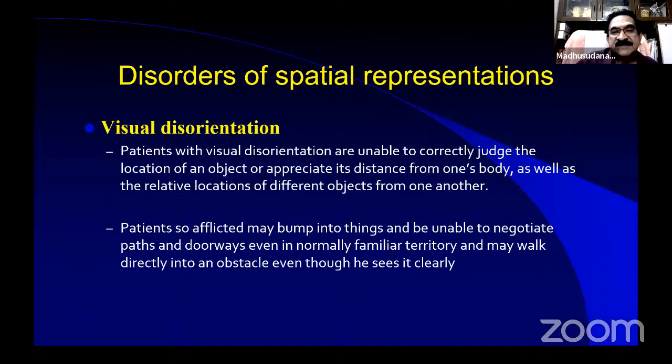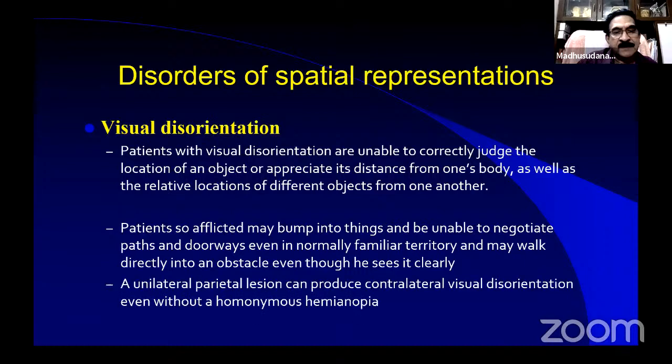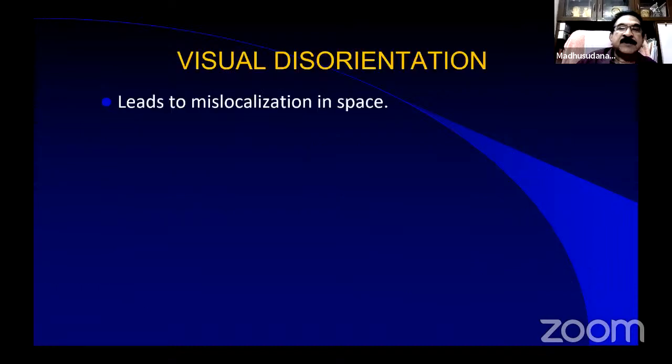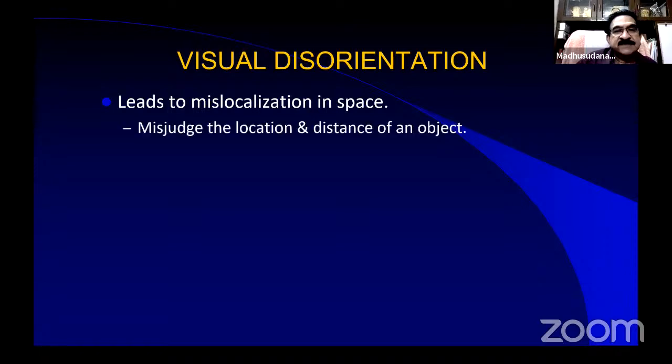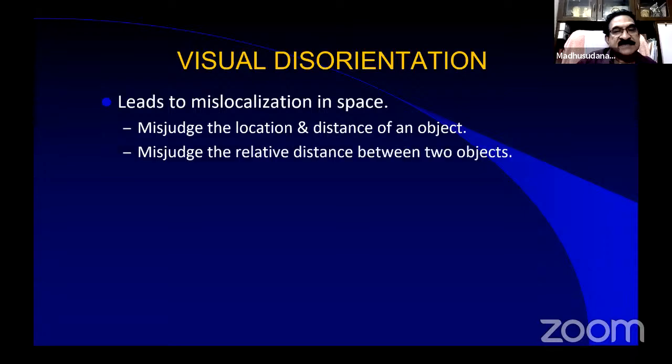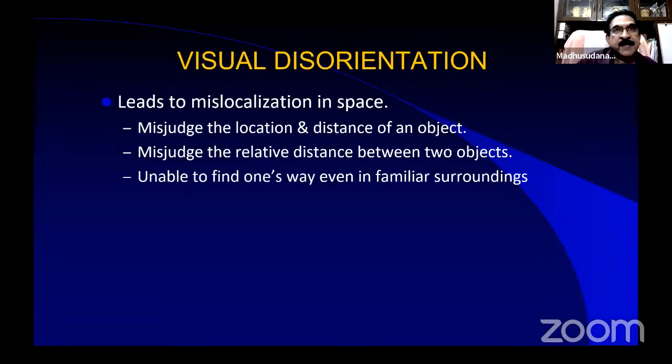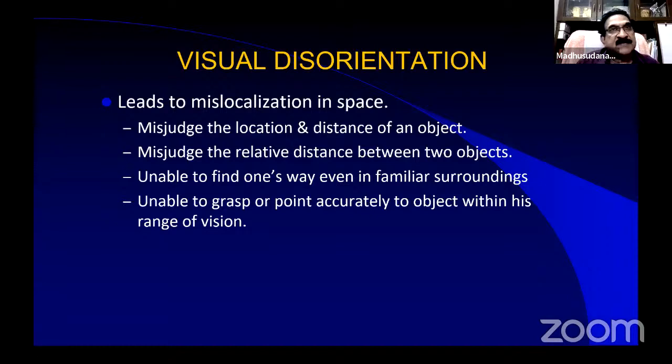Patients so afflicted may bump into things and be unable to negotiate paths and doorways, even in normal familiar territory, and may walk directly into an obstacle even though he sees it clearly. A unilateral parietal lesion produces contralateral visual disorientation even without a homonymous hemianopia. So what does the result lead to? Mislocalization in space, misjudging the location and distance of the object, misjudging the relative distance between two objects, being unable to find one's way even in familiar surroundings, and being unable to grasp or point accurately to an object within its range of vision.